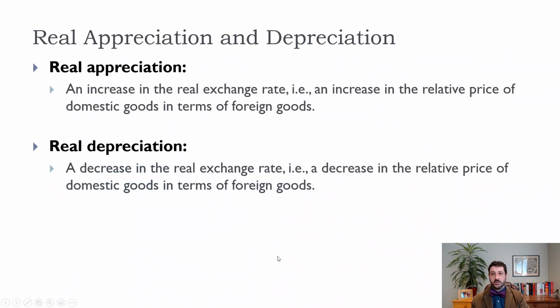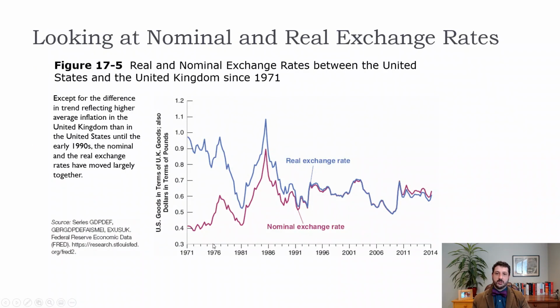So we can have real appreciation and depreciation the same as nominal appreciation and depreciation, but now we're in terms of goods instead of in terms of currency. So a real appreciation is an increase in the real exchange rate, so epsilon goes up. And so this would be an increase in the relative price of domestic goods in terms of foreign goods. And we can also have a real depreciation, right? A decrease in the real exchange rate, which is a decrease in the relative price of domestic goods in terms of foreign goods.